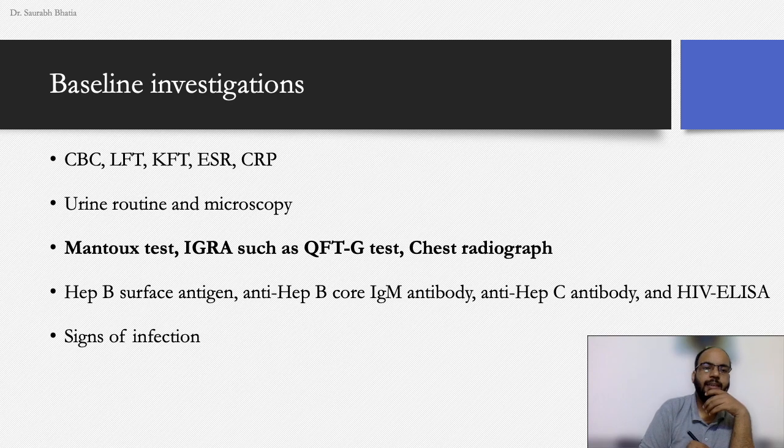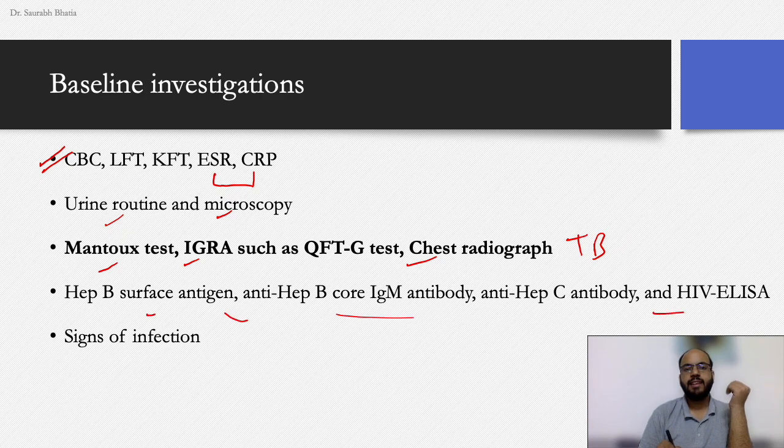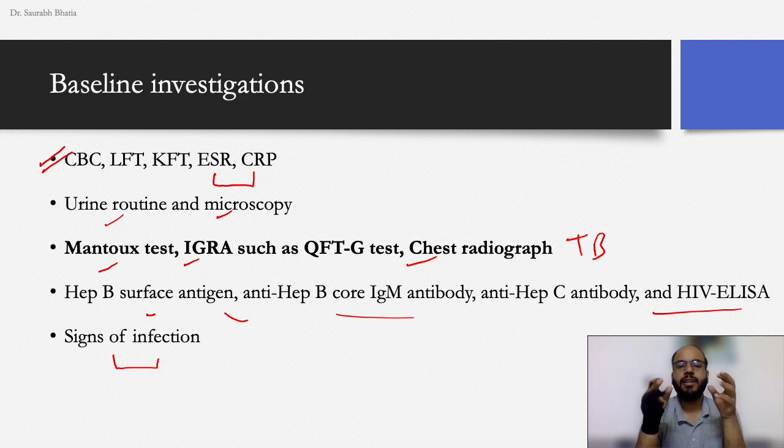Baseline investigation is the same as we do for other biologicals: CBC, LFT, KFT, ESR, CRP to look at psoriatic activity, urine routine microscopy to look at any infection and kidney functioning issues, Mantoux test, IGRA, and chest radiograph to rule out tuberculosis. That has to be done. Viral markers, HIV, ELISA, look for any other immunosuppression comorbidities, and any sign of infection has to be thoroughly inspected so that you do not give biologicals in a patient who is suffering from or has a focus of infection. That has to be treated first, and when it is significantly under control, you may consider giving the biologic.